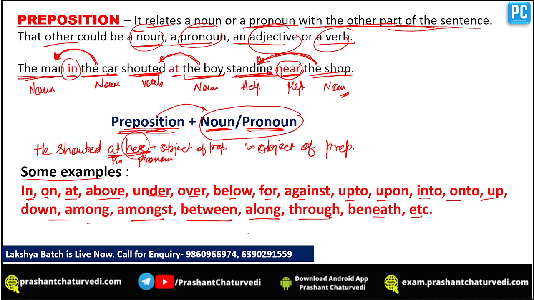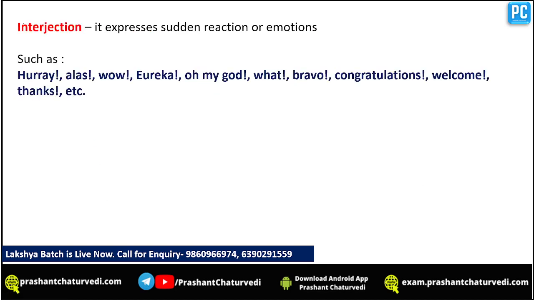Clear? So I think you guys have already understood the concept of preposition. So I'll jump to the next part of speech, that is interjection. What is an interjection? Interjection is nothing but simply a sudden reaction. It is the word which expresses our sudden reactions or emotions. Clear? Interjection is the word which expresses our sudden reaction, like wow, eureka, oh my god, what, bravo.